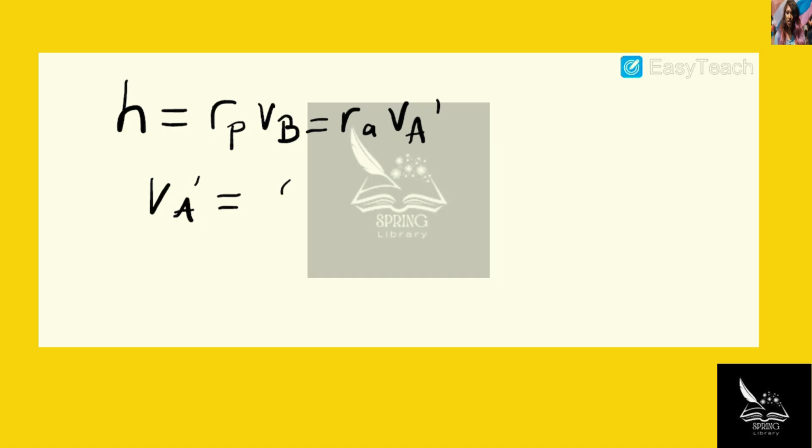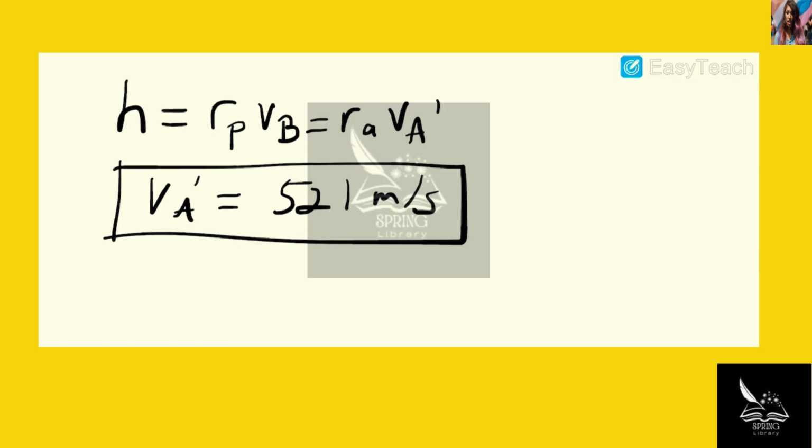Next, what we can do is use the concept of conservation of specific momentum, H, and say that RP VB is equal to RA VA prime. And we can solve for VA prime, and we see that VA prime is equal to 521 meters per second. So here is our velocity at VA prime that must be attained to ensure landing at point B.